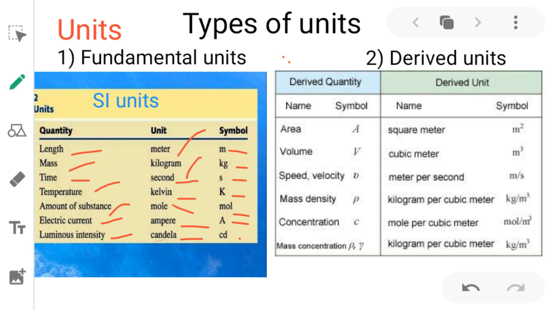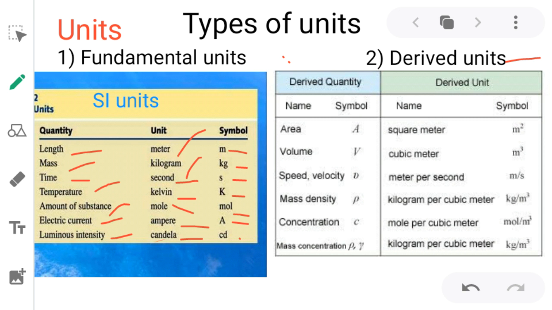In this way, there are 7 SI units, and they are considered to be fundamental. So what is fundamental? A unit that is independent and not combined with any other fundamental quantities is called a fundamental unit. The second type is the derived units.